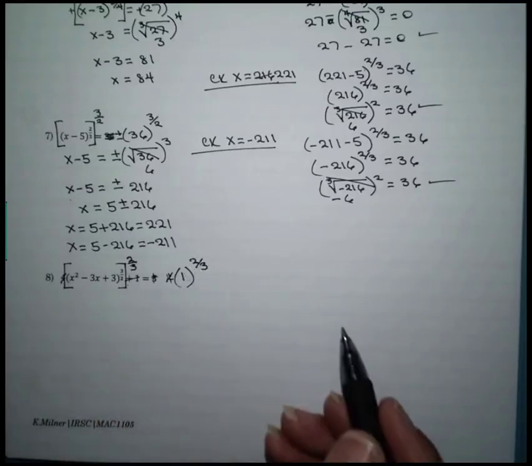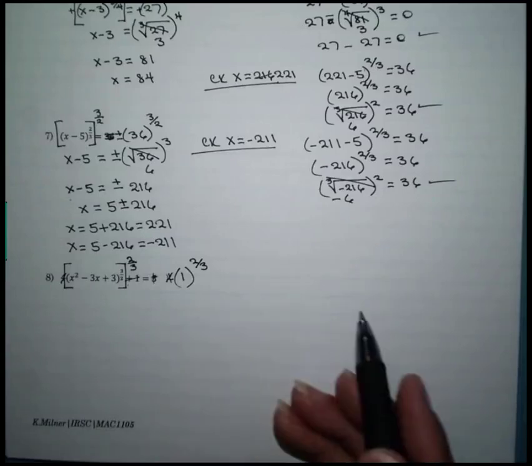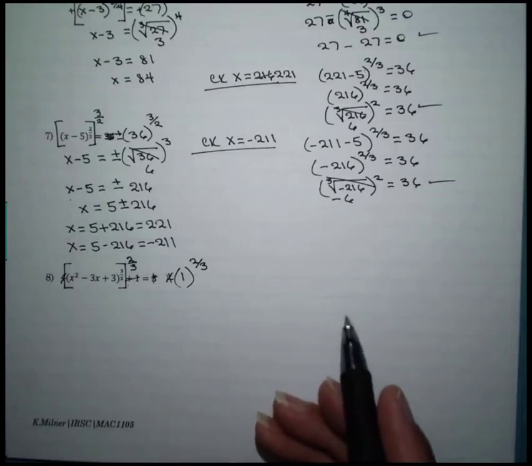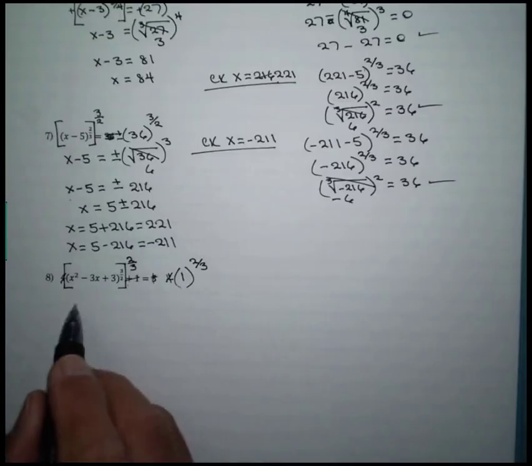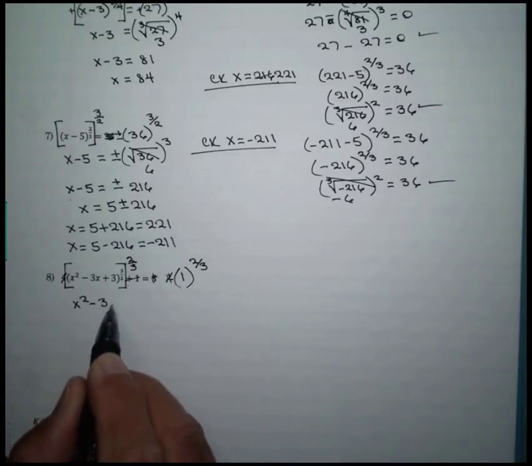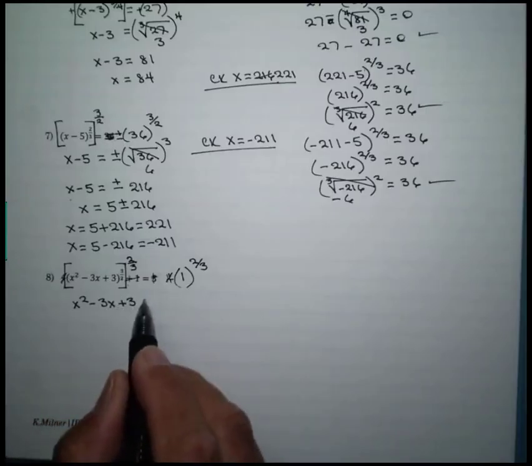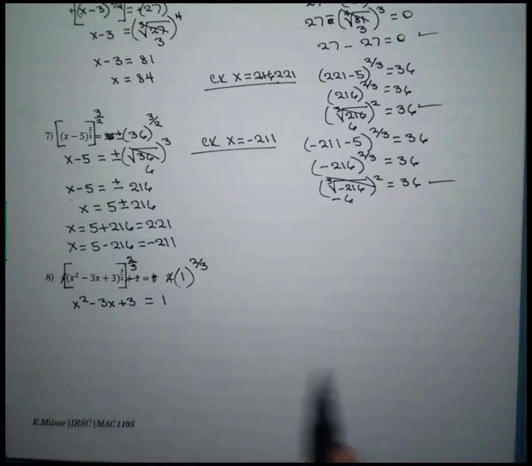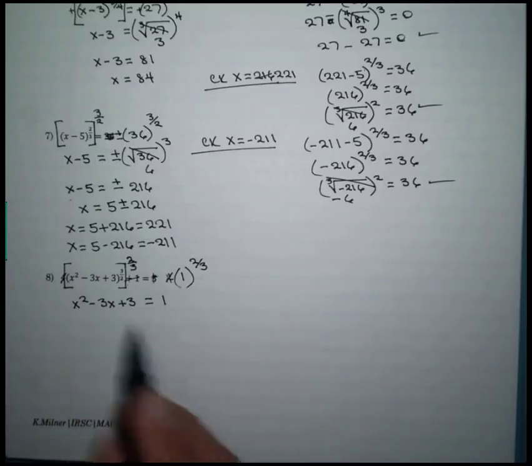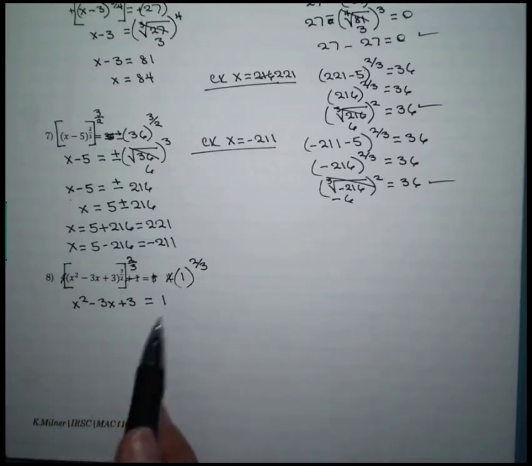And it's just 1 to the 2/3. Keep in mind that 1 to any exponent is always going to equal 1. So you don't have to worry too much about it. We ended up with this one getting rid of everything except for x squared minus 3x plus 3. And that's going to equal, over here, a 1. And then I just need to solve this one. This is something we've done forever.